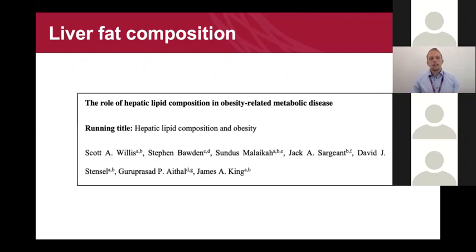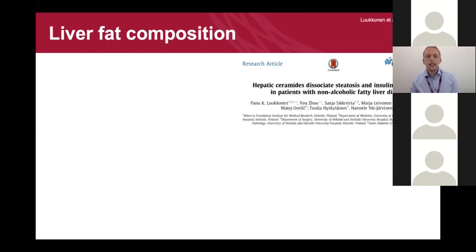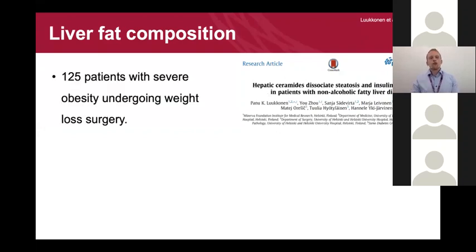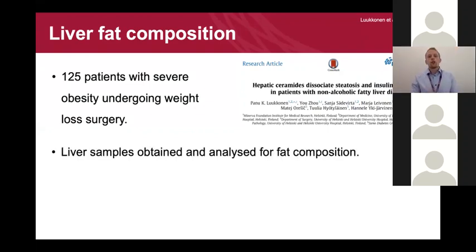We've recently been writing a review on this topic, which we're hoping to publish in the next few months. But possibly the best evidence we have in humans at the moment for the importance of liver fat composition is a study done in 2016 by a group from Finland. They recruited 125 patients with severe obesity undergoing bariatric surgery for weight loss. The participants consented during the surgery to donate liver samples, which were then analysed for liver fat composition.